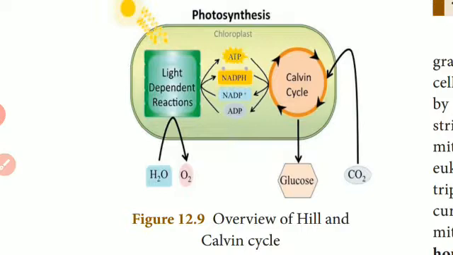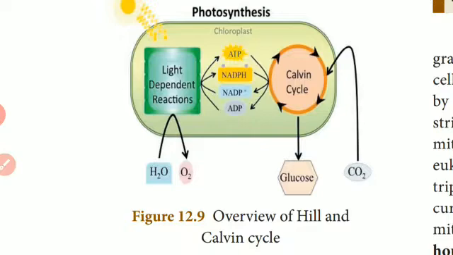The overall picture of the Hill reactions and the Calvin cycle: one is light dependent reactions, another is light independent reactions. In the first reactions, ATP and NADPH are formed, and NADP plus is regenerated. In the light dependent reactions, oxygen and water are released. During glycolysis, the glucose is converted and carbon dioxide is released. So the first we can call the photosynthesis diagram, and this one the respiration process.